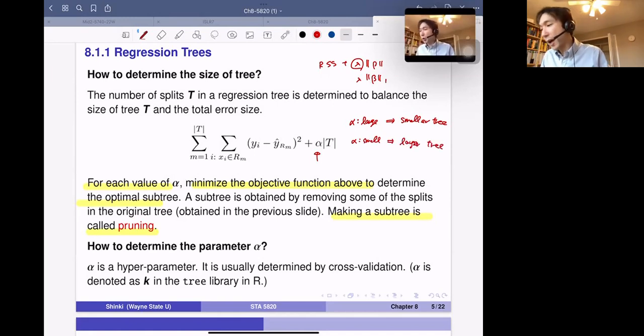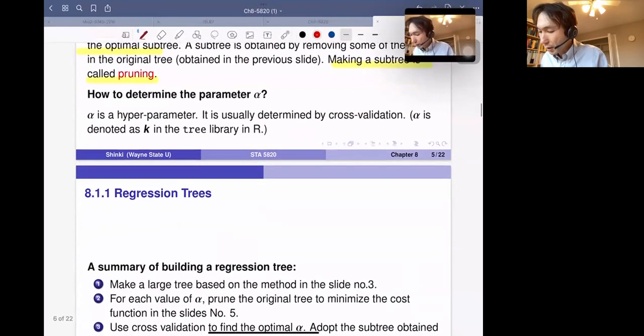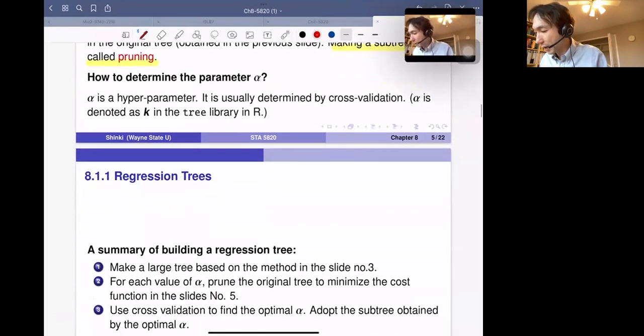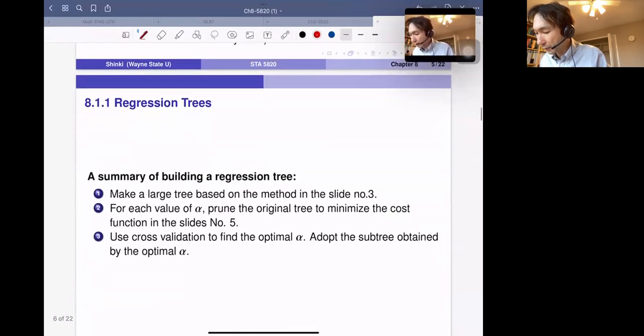But anyway, the tree size is finite. So we don't really have to try all possible values of alpha. Suppose the largest tree has only 30, the size of the tree is only 30. Then if we make alpha larger, the tree gets smaller. And at most, we have to try the 30 cases. So we have to try 30 alphas corresponding to each size of tree. Then we optimize alpha by minimizing cross-validated error.